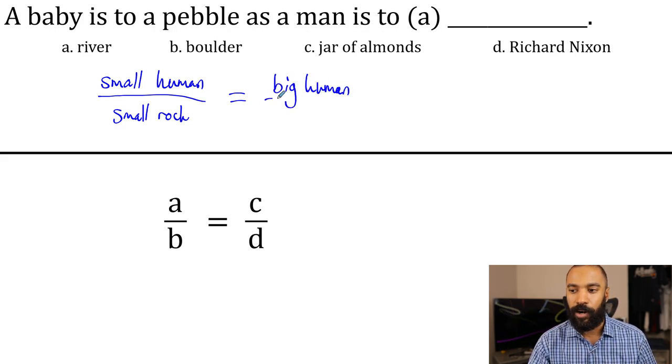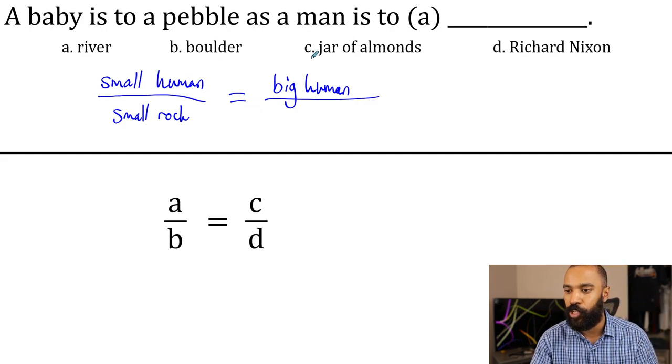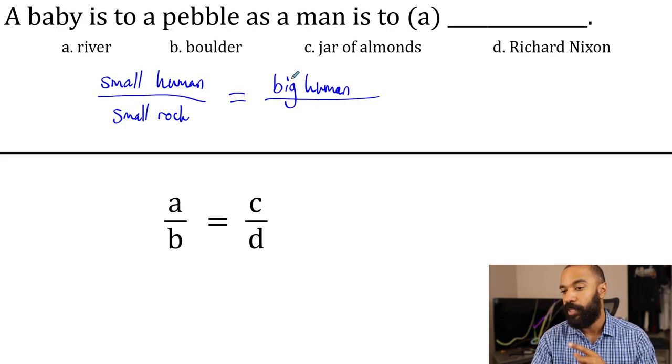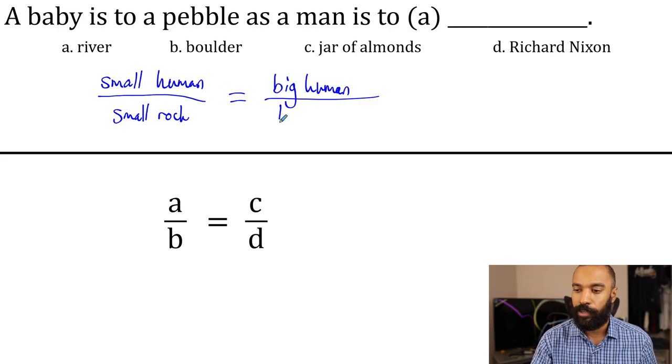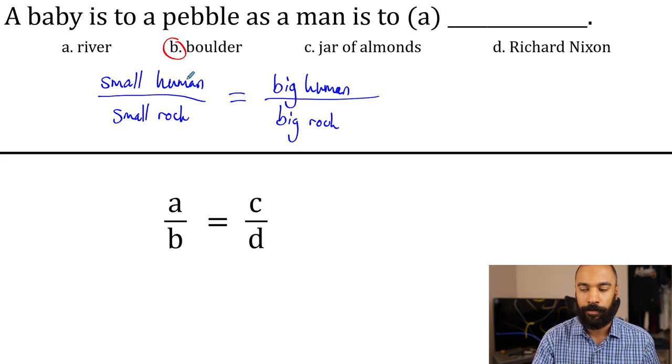So what we need in our answer here that we're looking for is something that's going to correspond with the idea: if this is human, human, this will be rock, rock. If this was small, small, this will be big, big. We're looking for an example of a big rock. You probably answered that long before I did. So the answer here is boulder.